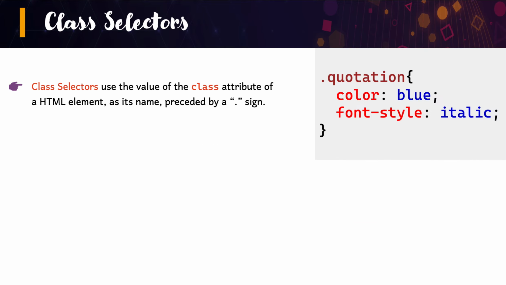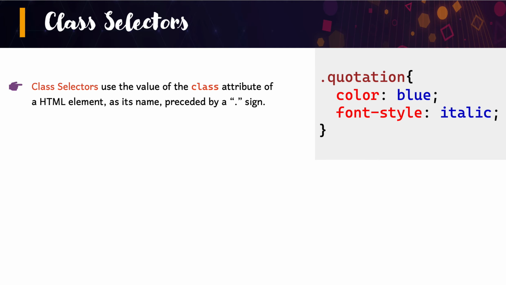Then there are class selectors. Class selectors also use an attribute from HTML, but instead of using the ID attribute, they use the class attribute of an HTML element. Okay, and instead of using a pound sign for naming the selector, the class selectors use a dot symbol, dot sign. You can see the example. The same quotation is written with a dot.